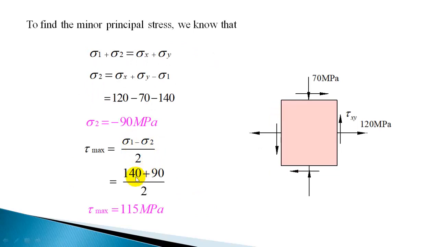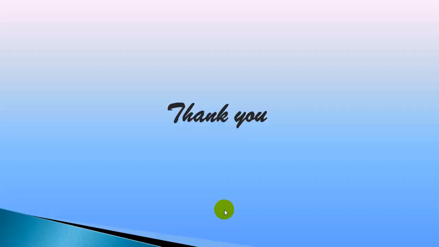So that is equal to sigma 1 is 140 and sigma 2 is minus 90. So minus of minus 90, you get plus 90. So 140 plus 90 by 2, or 230 by 2, or 115 megapascal. So this is the maximum shear stress acting on this element. So we got the second principal stress, shear stress associated with these planes, and maximum shear stress. That's all for today. Thank you for watching.